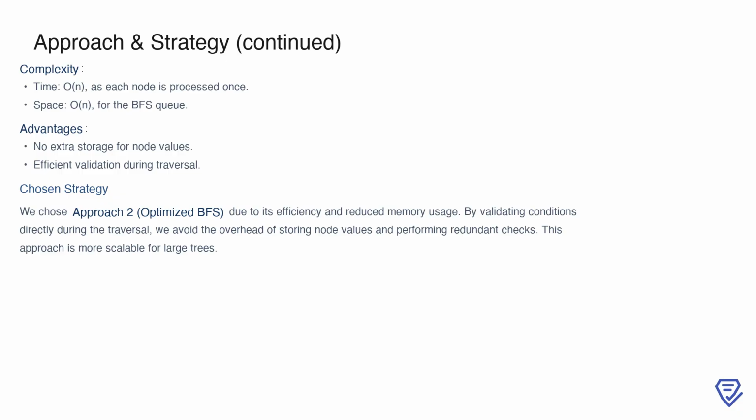Its time complexity is reduced to n, as each node is processed only once during the traversal. Space complexity remains n, due to the BFS queue, but no additional storage is required for intermediate lists of node values. This method offers several advantages. By validating values directly during traversal, we avoid the overhead of storing node values and performing redundant checks. This makes the approach more practical for large trees, as it minimizes both time and memory usage.